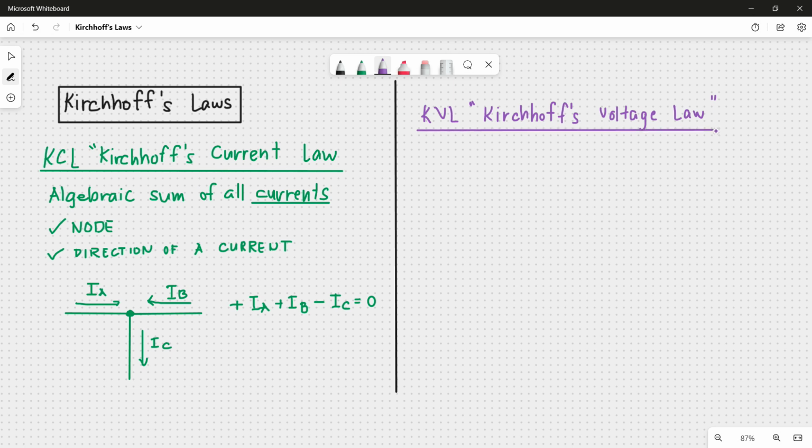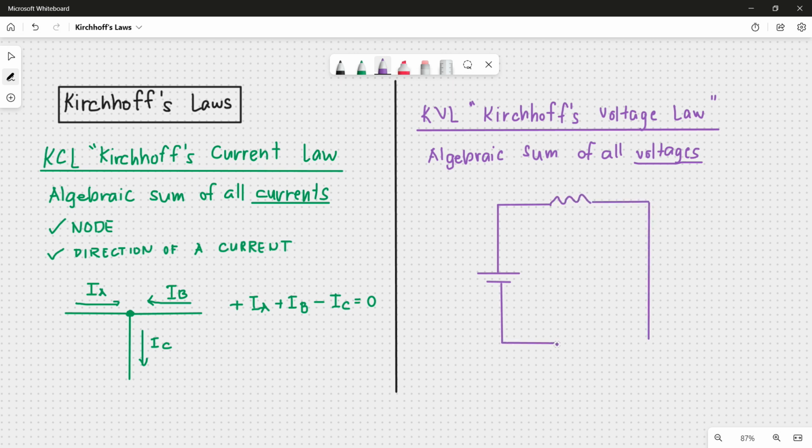Now the second law is KVL, or Kirchhoff's voltage law, which states that the algebraic sum of the voltages and the resistance voltages in any continuous path of an electric circuit is zero. So first, if we notice a positive sign next to an element, for example, a resistor or a volt source, it means that there is a potential rise or current is entering in that polarity. Otherwise, the negative sign means that there is a potential drop or current is leaving in that polarity.